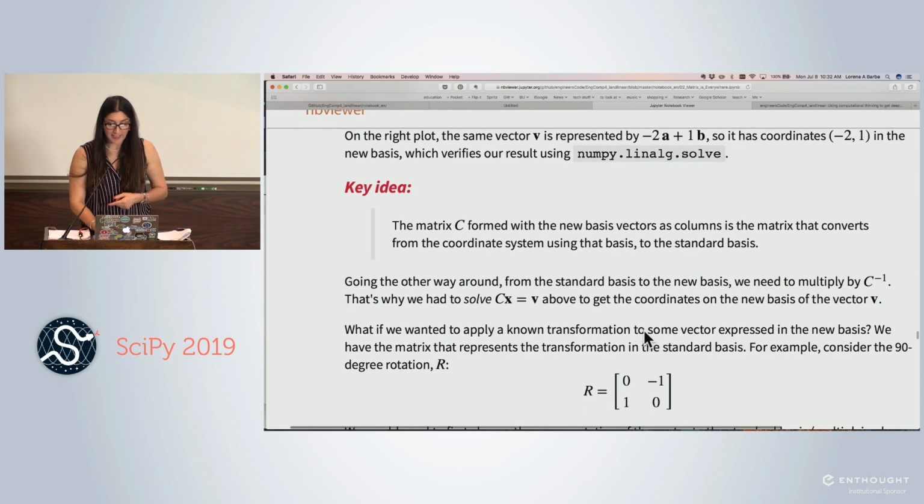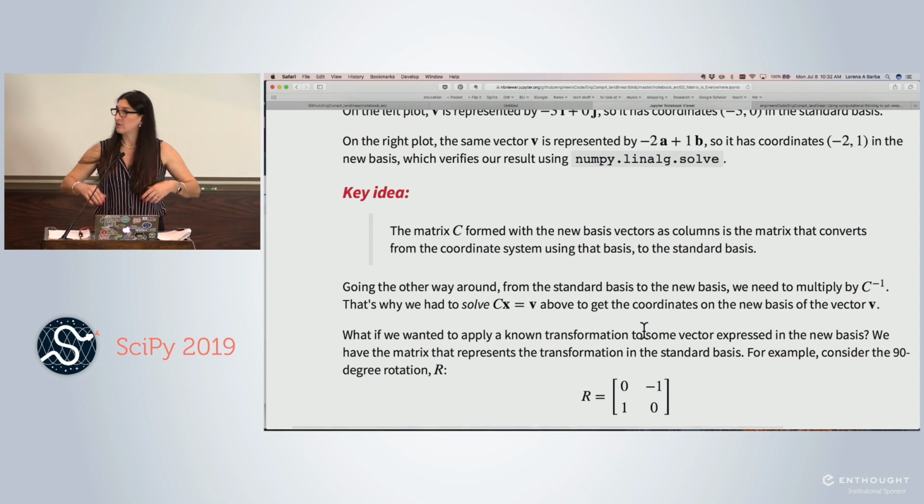So if we wanted to apply a known transformation, suppose here, R, that's a rotation. Remember we did rotations only a little while ago? Suppose we wanted to apply a rotation to some vector that is expressed in the new basis, A and B. We know the rotation on the standard basis. We can work it out very easily. We already did. We know the vector i rotates this way, the vector j rotates that way. We can write out the rotation matrix. But we have v in a new basis. What to do? Well, we take v, we transform it to the standard basis, rotate there, and then transform it back to the new basis. And now we know what happened.